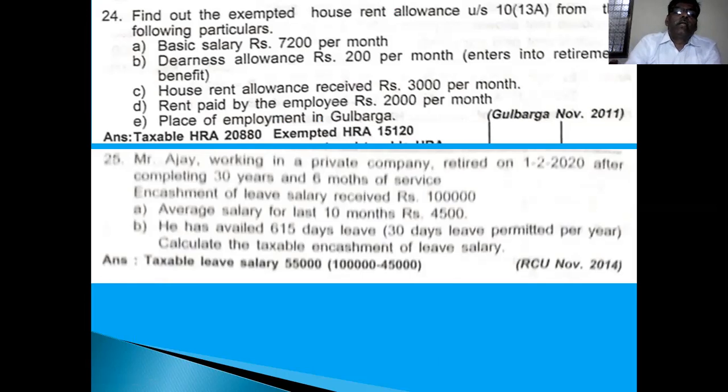If the answer is given here, you must tally the answer. Okay. You calculate monthly, then at the end of the year you multiply by 12. Otherwise, you calculate annually. That is 7,400 into 12 annual salary, HRA 3,000 into 12 per annum, rent paid 2,000 into 12. First you calculate these things, draw the table, and calculate exempted and taxable HRA.